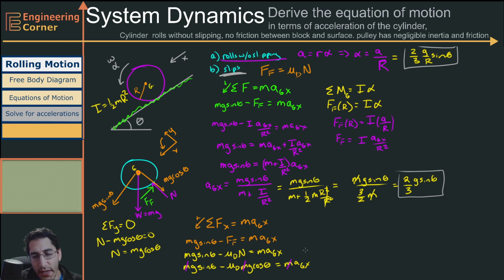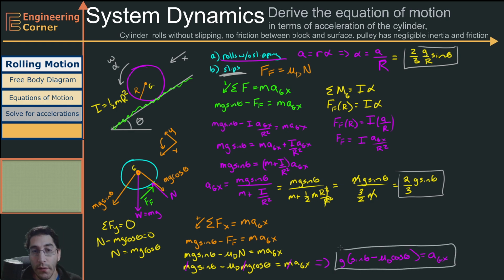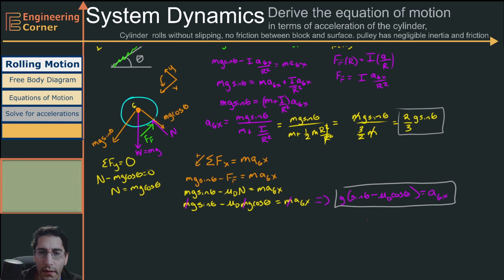And if we solve this, we're going to get g times the sine of theta minus mu d times the cosine of theta is equal to a g x. And that's my acceleration when this rolls and slips. But we have one more thing to find, and that's going to be the angular acceleration. So we're going to go back to the sum of my moments are going to be equal to I times alpha. And we want to solve for alpha.